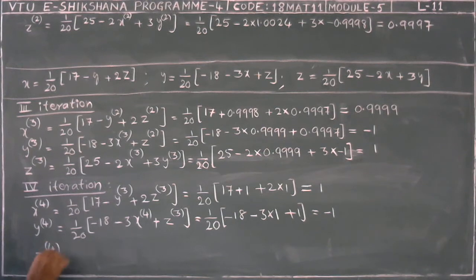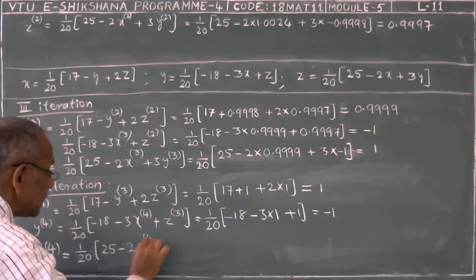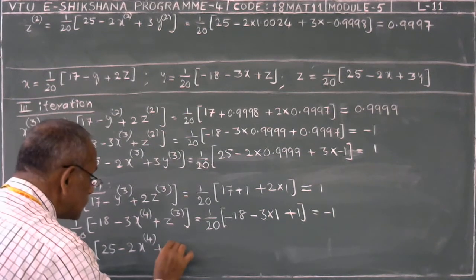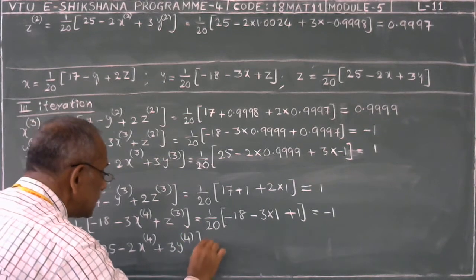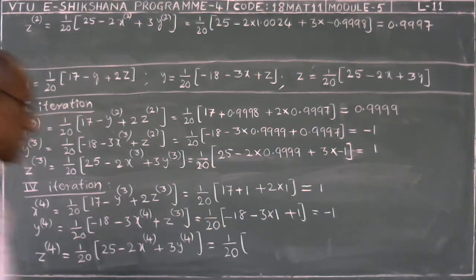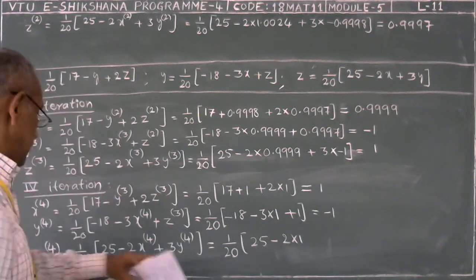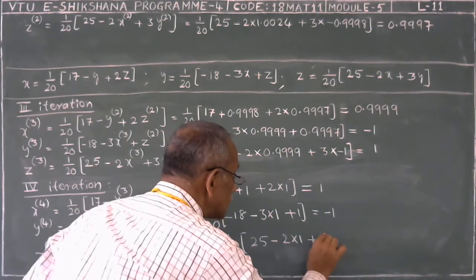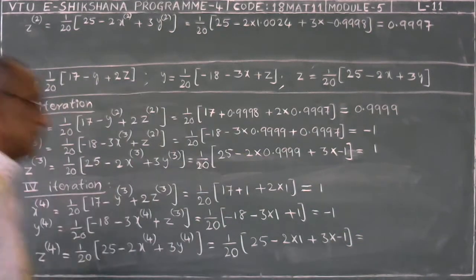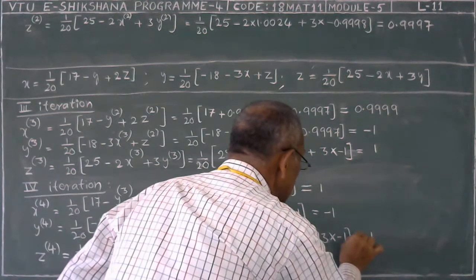Then z4 is 1 divided by 20 into 25 minus 2 into x4 plus 3 into y4. So this is equal to 1 divided by 20 times 25 minus 2 into 1 plus 3 into minus 1. So this is going to be plus 1.